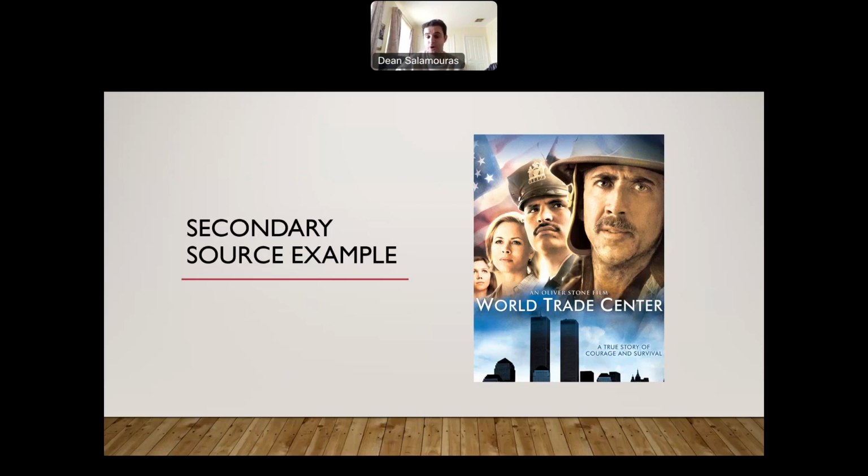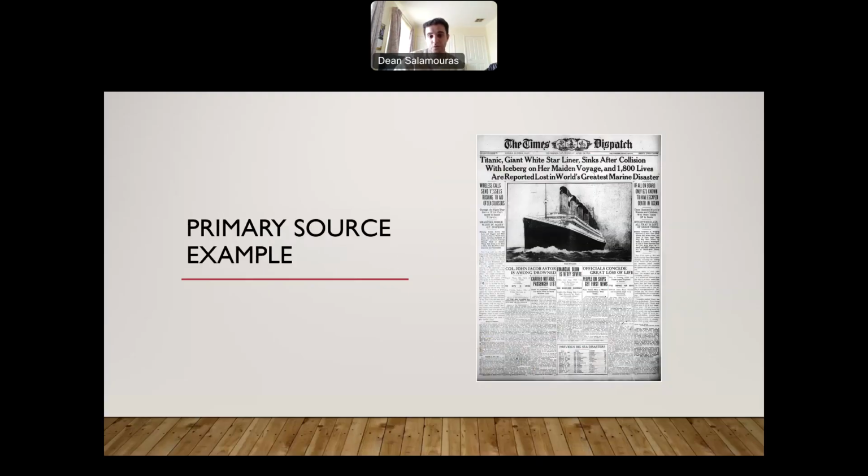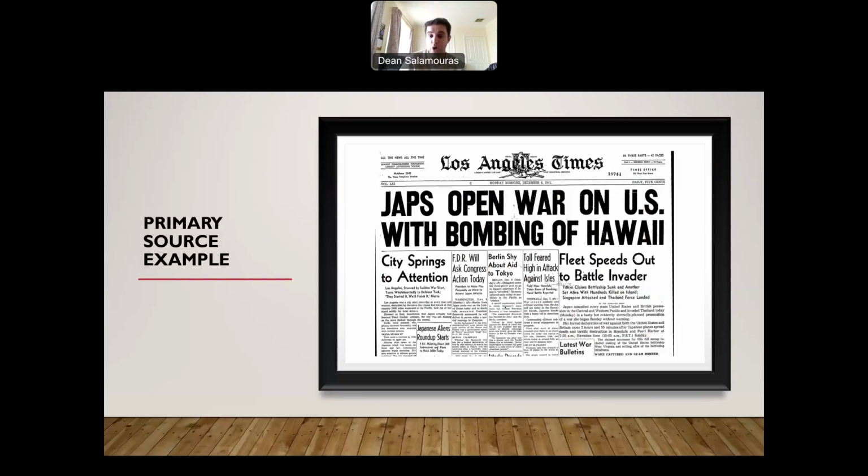Now, keep in mind, primary sources are often seen as more reliable. So your primary sources are, for example, articles, documents, manuscripts taken from when an event unfolded, whereas secondary sources can include, for example, a movie, a documentary, and a novel published long after the event unfolded.